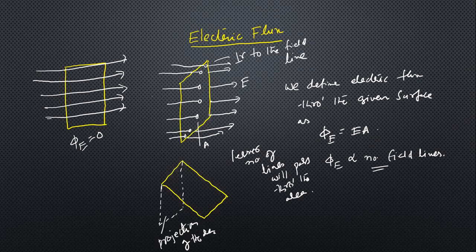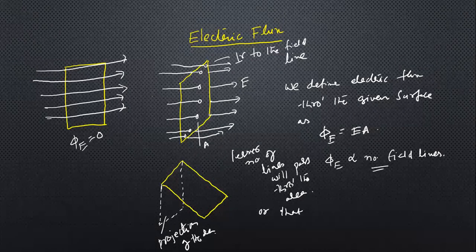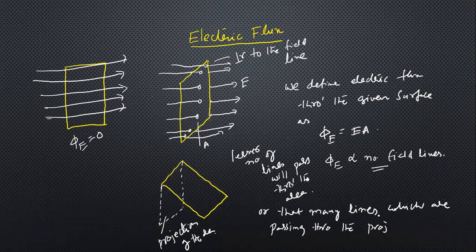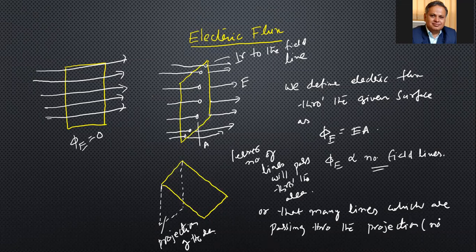Like I'll write, lesser number of lines will pass, or that many lines. I'm expecting you to write all this. That many lines which are passing through the normal projection. Passing through the projection. Of course, they'll pass normally now. The whole idea of drawing projection is that only. Passing through the projection normally, of course.